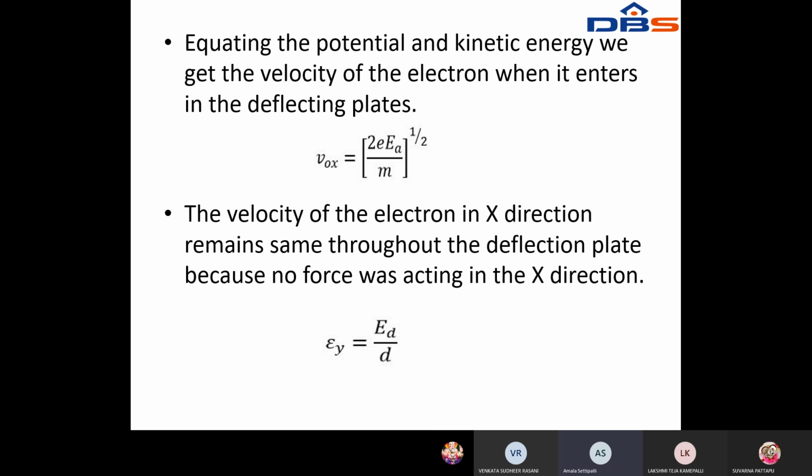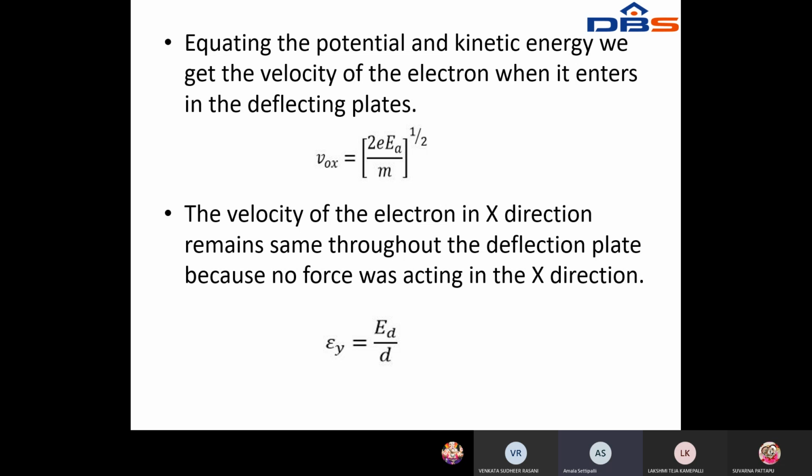So here, this formula is obtained by equating the potential energy of the electron and the kinetic energy of the electron. Whenever you equate these two parameters, you get vx equals (2eVa/m) whole to the power of 1/2. The velocity of the electron in the x direction remains the same throughout the deflection plates.